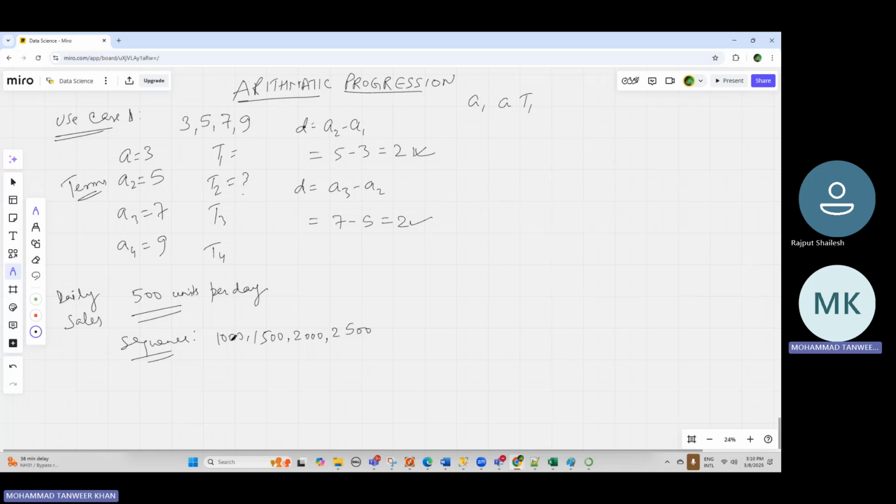If you see the difference between the second term and the first term, similarly the third term and the second term, the fourth term and the third term, this difference is constant. So this is following an arithmetic progression.